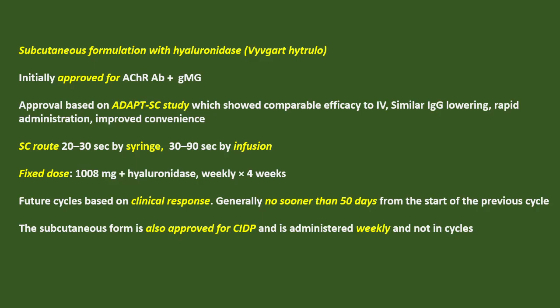It is a fixed dose of 1008 milligrams plus hyaluronidase weekly for 4 weeks. Future cycles are based on clinical response, generally no sooner than 50 days from the start of the previous cycle. The subcutaneous form is also approved for CIDP and is administered weekly and not in cycles.